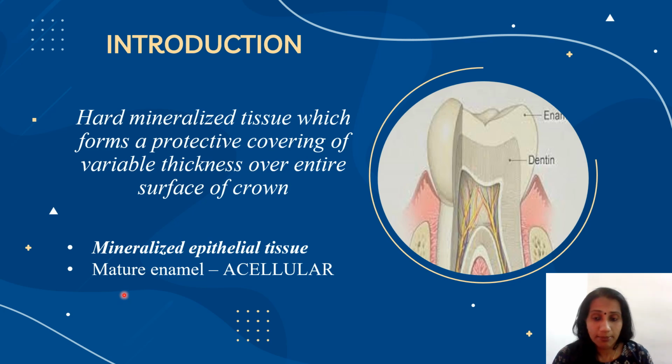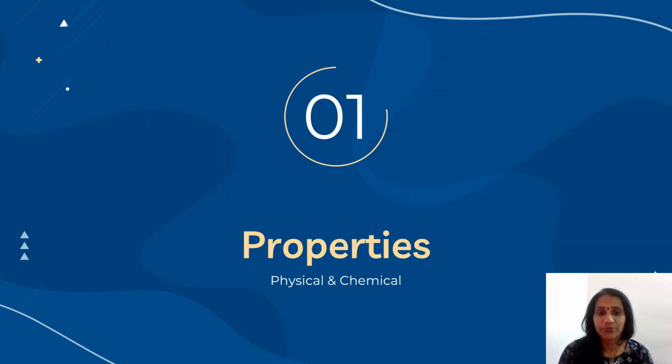And the mature enamel is actually acellular. That means it does not have cells residing within the enamel. So it is considered as an acellular structure as well as an avascular structure. So we'll go on to the properties of enamel. We'll deal with both the physical and the chemical composition of enamel.